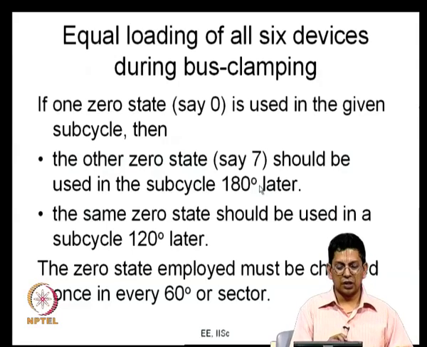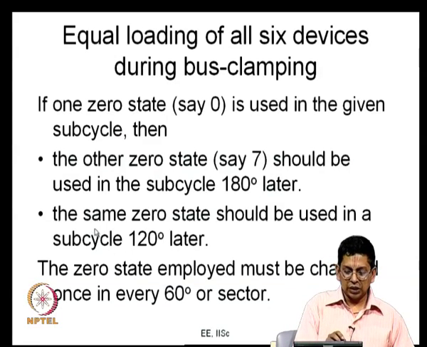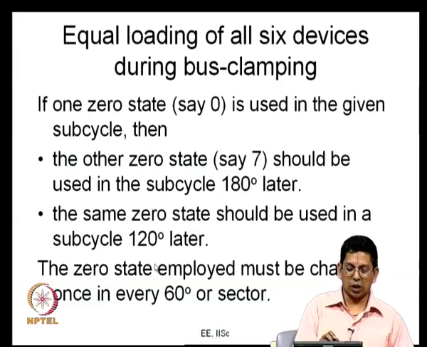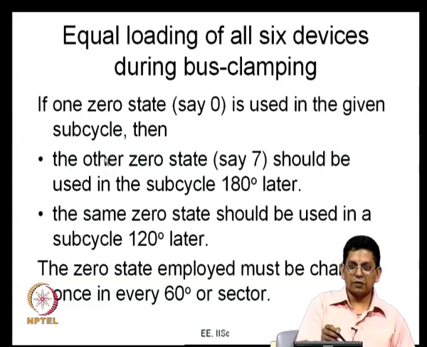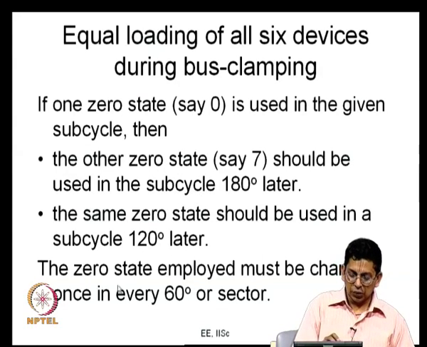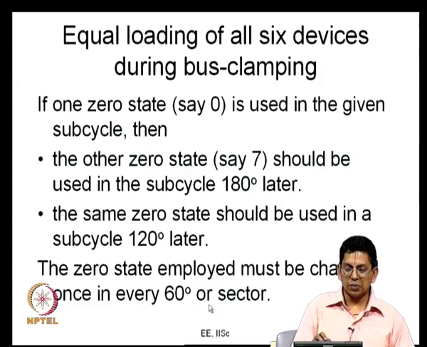only then the top and the bottom will have the same amount of losses. And the same way, if you are using a particular 0 state 0 in this subcycle, 120 degrees later you must use the same 0 state, only then whatever condition is subjected to R phase, the same condition Y phase will also be subjected to, and the B phase will also be subjected to that. Now, the first condition is a half wave symmetry condition, and the second condition is a 3 phase symmetry condition. So, you combine these two, what you will get is the 0 state employed must be changed once in every 60 degree R sector.